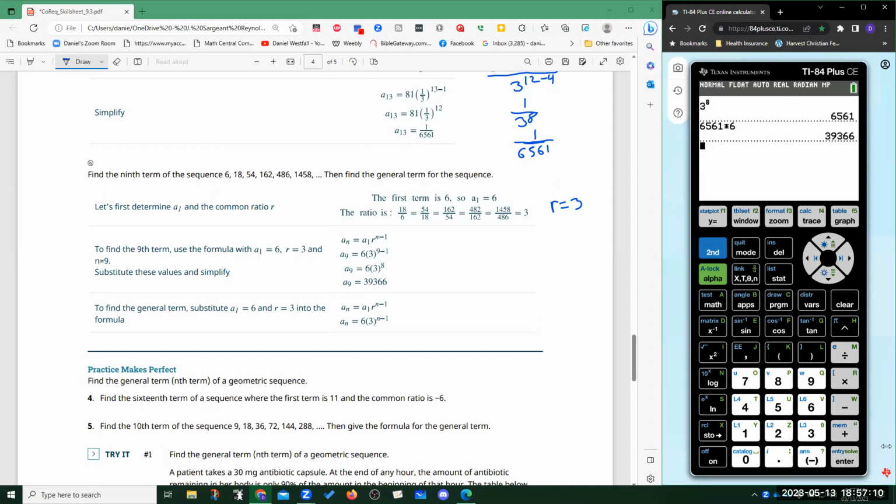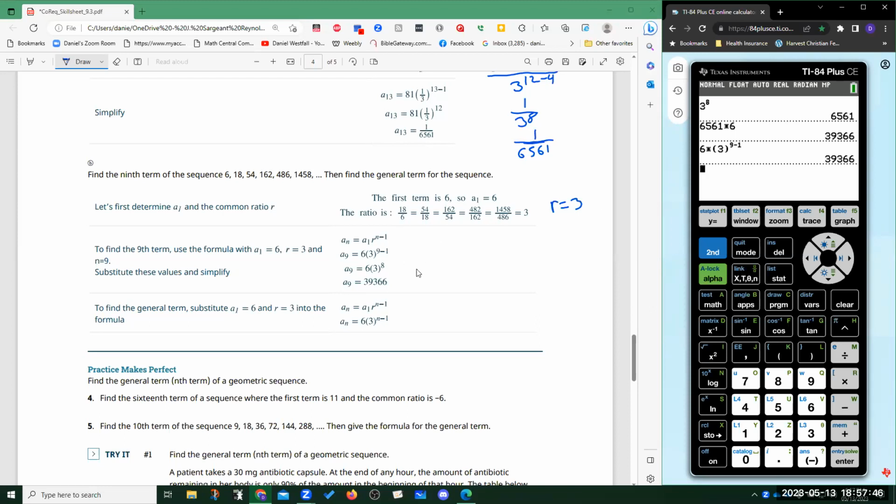If we had typed it all in to start off with, 6 times 3 raised to the 9 minus 1, we would have gotten the right answer as well because the calculator knows order of operations. This calculator does, but not every calculator knows order of operations. So be careful if you've got a 4-function calculator that doesn't. You need to do parentheses, then exponents, then multiplication and division, then addition and subtraction.